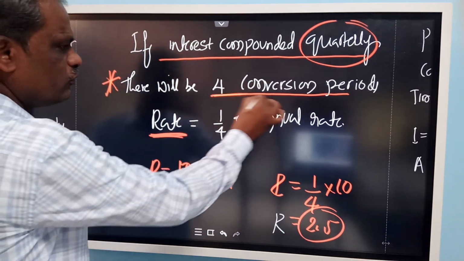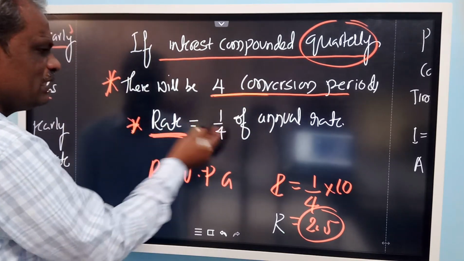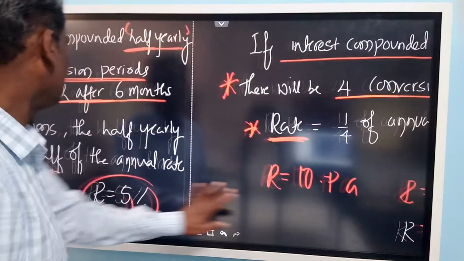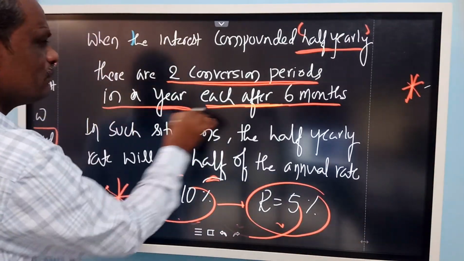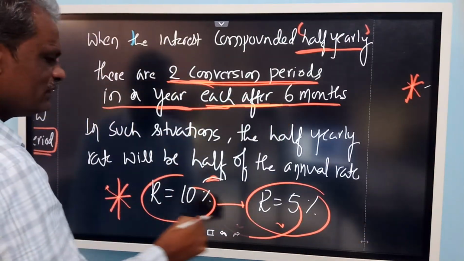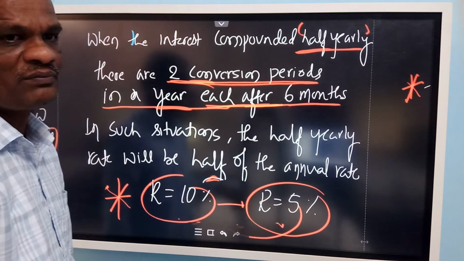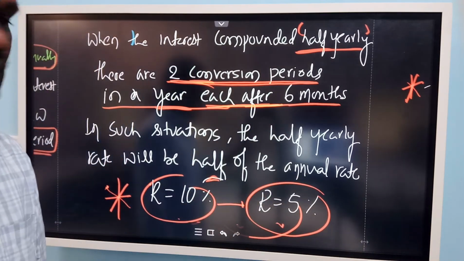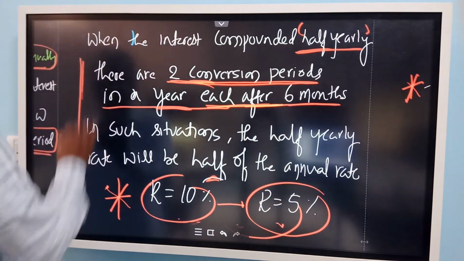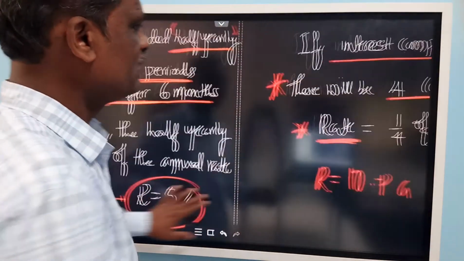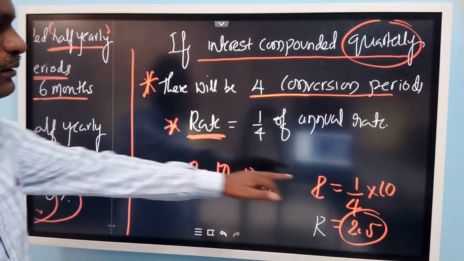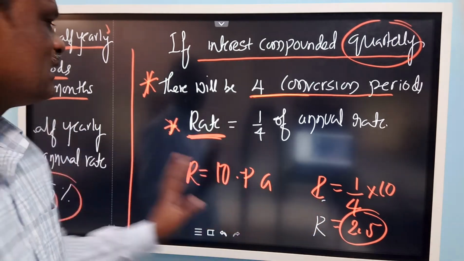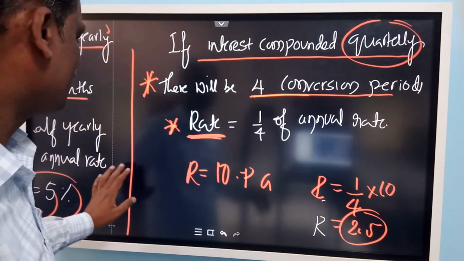Conversion period 4 will be there, rate of interest will be 1/4. If the conversion period here is 2, the rate of interest will be 1 by 2, half of that one. Is it clear? Yes, sir. So a very important thing you should note down: if it is quarterly, 1/4 of the rate of interest. Half yearly means half of the rate of interest.